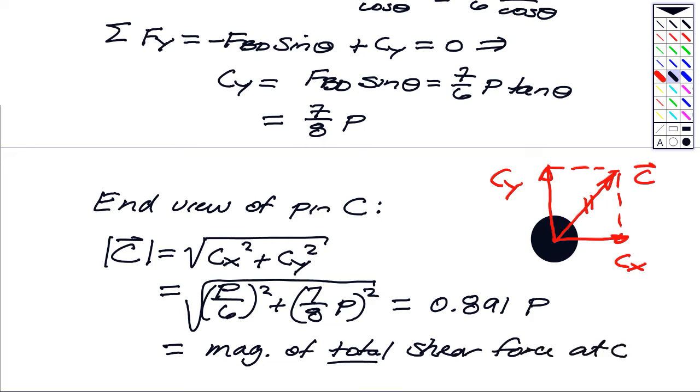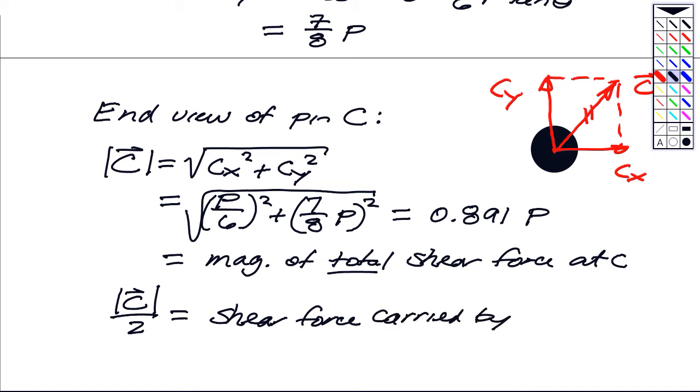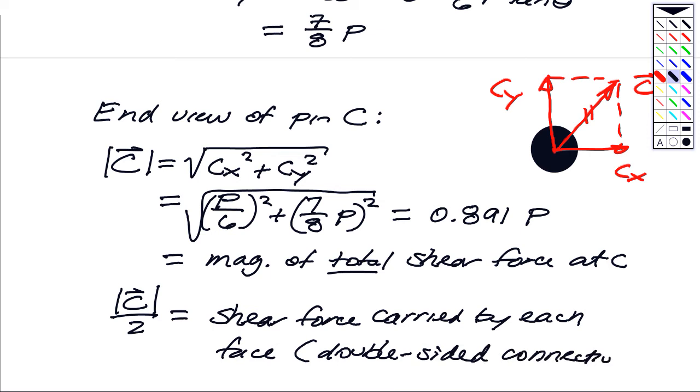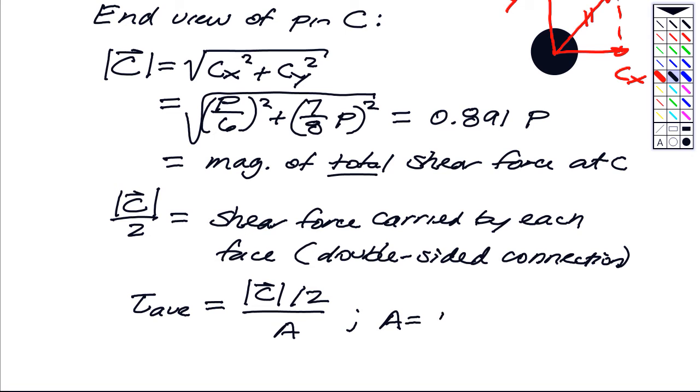at C. Note that the magnitude of C over 2 is the shear force carried by each face, where we have a double-sided connection. Since two sides carry the load, one surface carries only half of that. Therefore, the average shear stress on one surface is going to be the magnitude of C divided by 2, divided by the cross-sectional area A, where A is pi times capital D, the diameter of the pin, divided by 2, squared. So this gives us that.